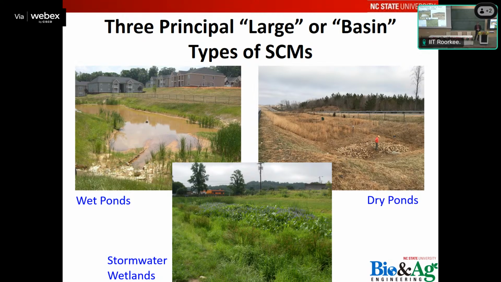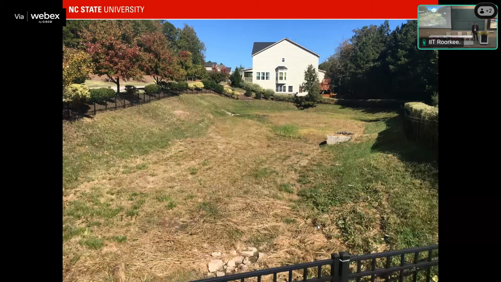Now, I'm going to talk about them in this order. We're going to start with dry ponds, migrate to wet ponds, and then close and spill over into the second presentation on stormwater wetlands. So here's an example of a dry pond. It is exactly like it sounds. It's dry, unless it's raining. And then water will fill up this basin and then be gone about 24 hours later.